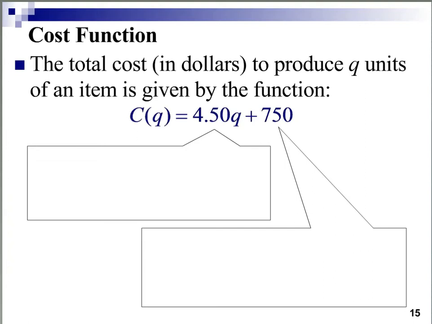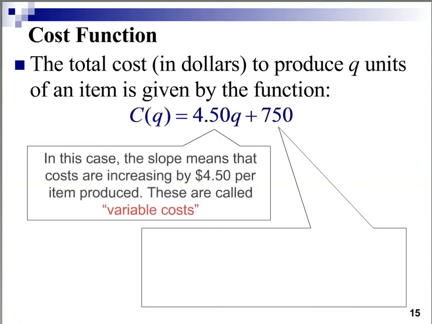Now, if you look very carefully at this equation, it looks a lot like y on the left. So y is the same thing as C of Q. And on the right, instead of m times x plus b, we have 4.5 times Q plus 750. So the two components on the right represent the slope and the y-intercept.